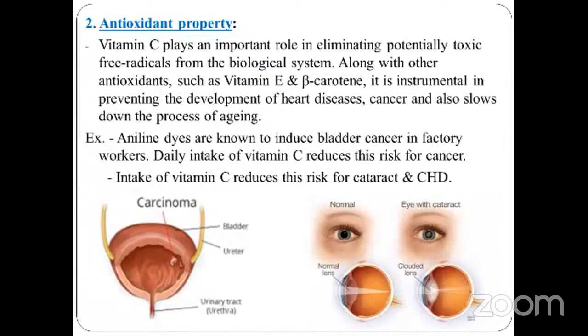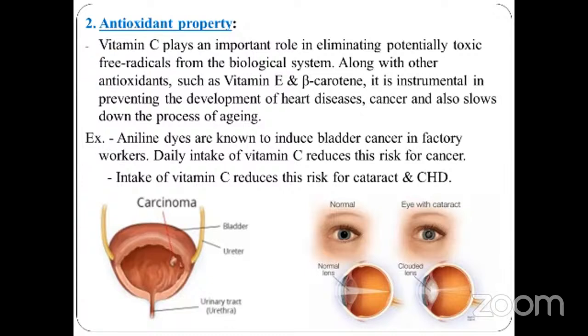Now, another study has shown that aniline dye workers are very prone to catch blood cancer. So these factory workers who are dealing with aniline dye will suffer from blood cancer. And various studies have shown that daily intake of vitamin D reduces the risk of blood cancer in aniline dye workers.